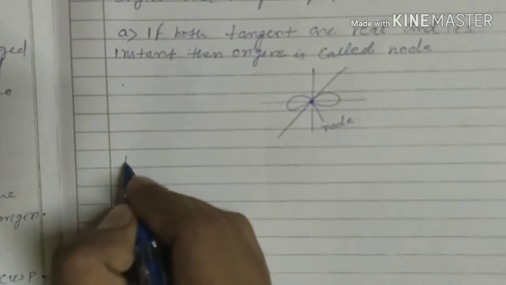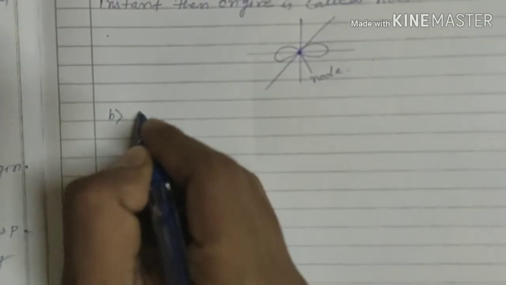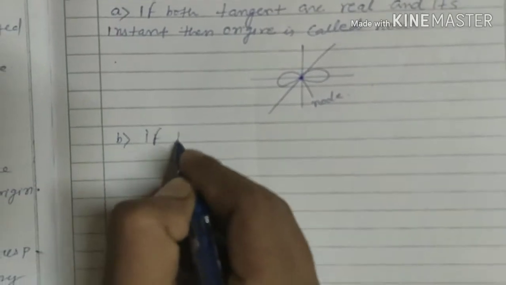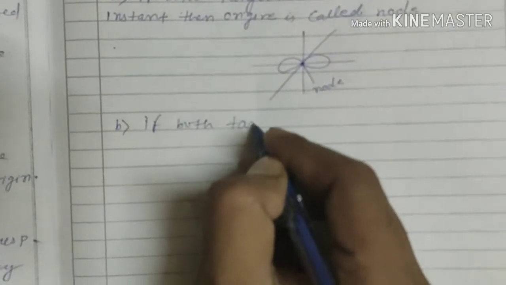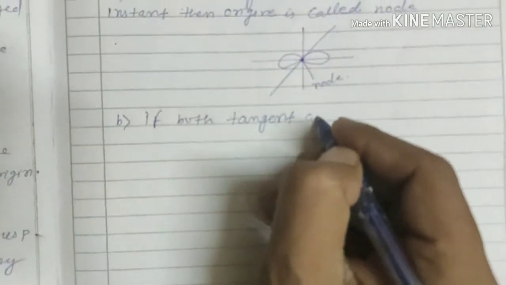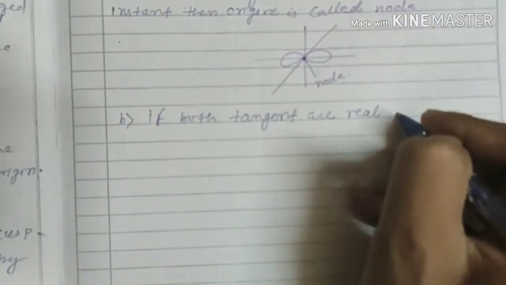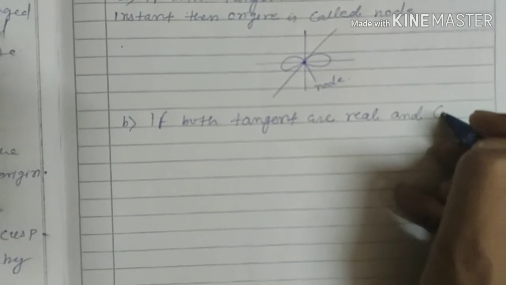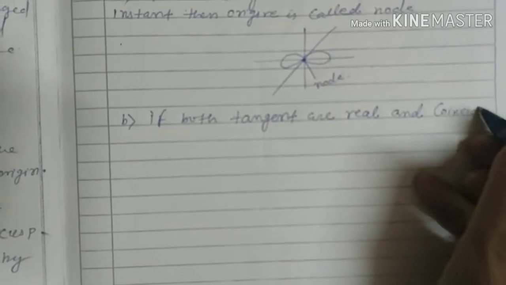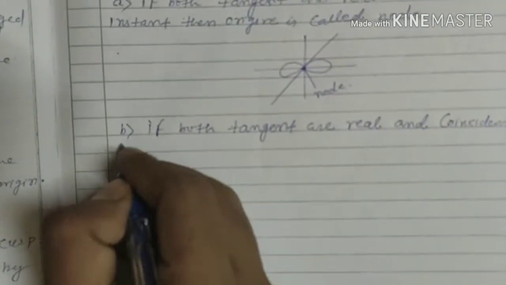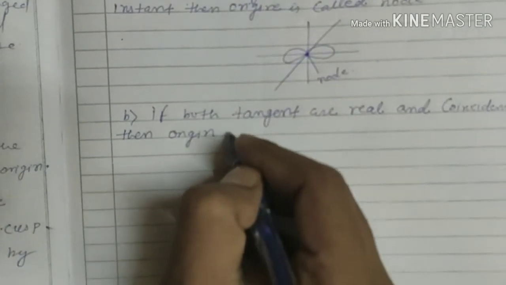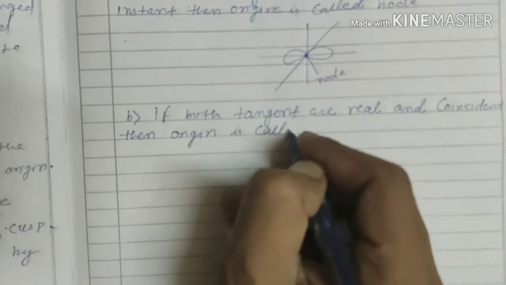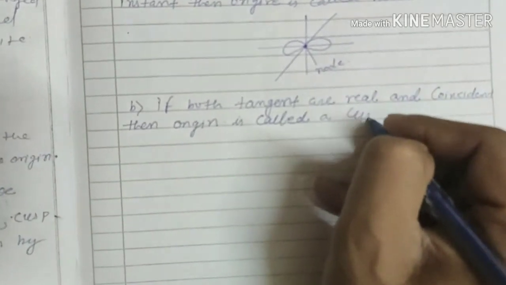The second condition, condition B, is that if both tangents are real and coincident, then the origin is called a cusp.